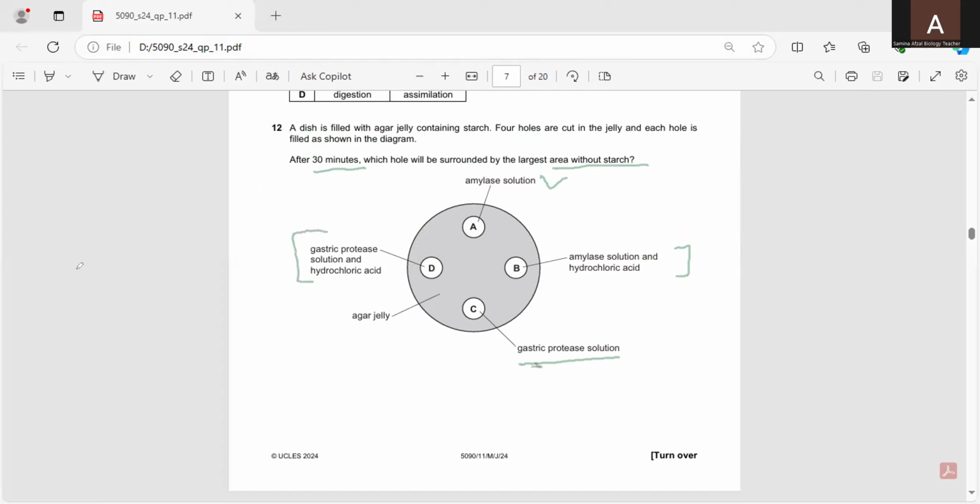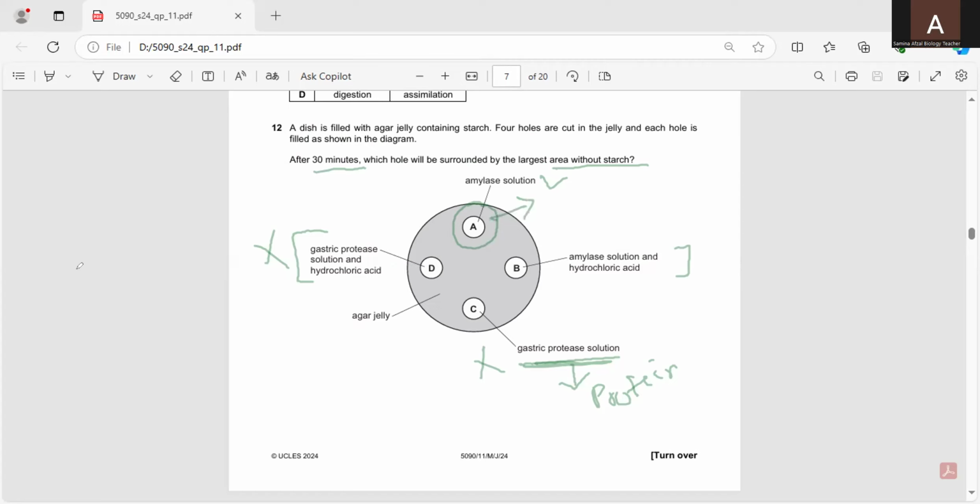Protease helps to digest proteins. So C is the wrong option. And D, gastric protease solution and hydrochloric acid, again the wrong option. In A and B, amylase is there. But A is the correct option. Only the enzyme is there, so the largest area will be without starch, because amylase will break down the starch.